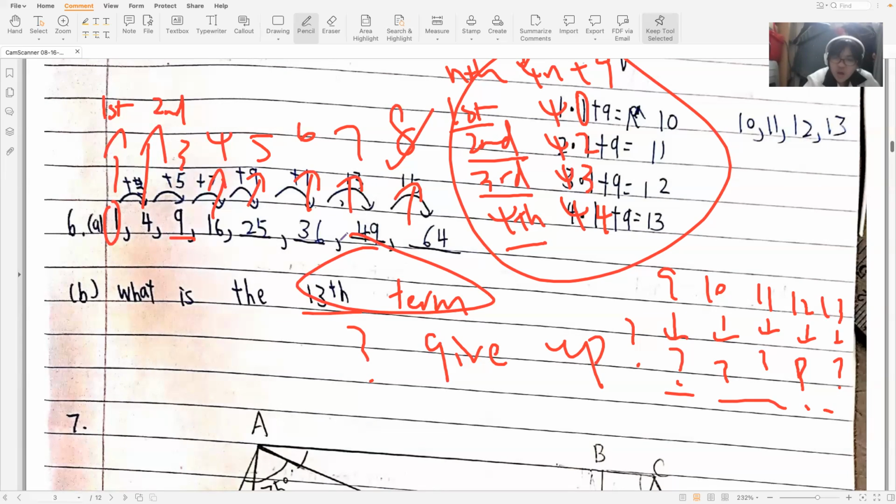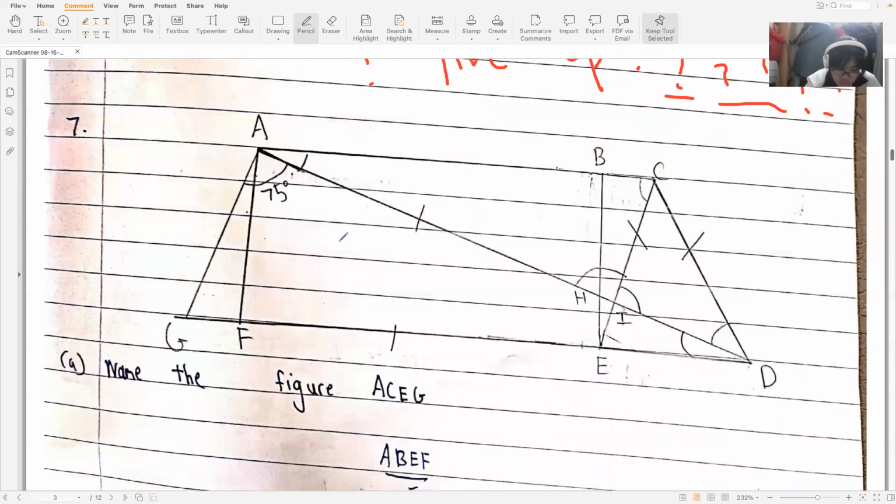Why give up? Next. It asks you to name the figure. You don't give me this rubbish.